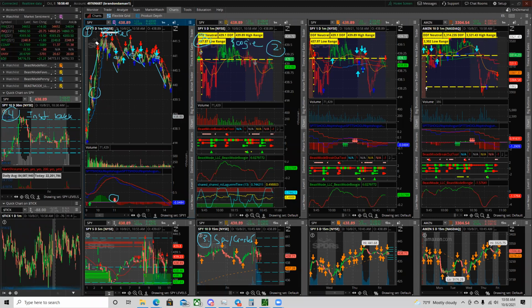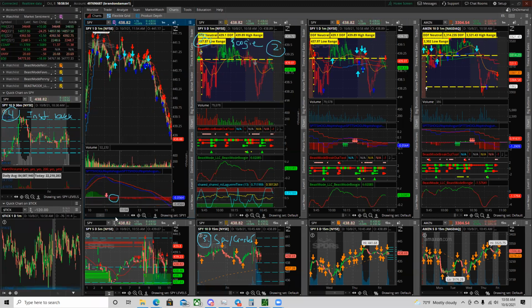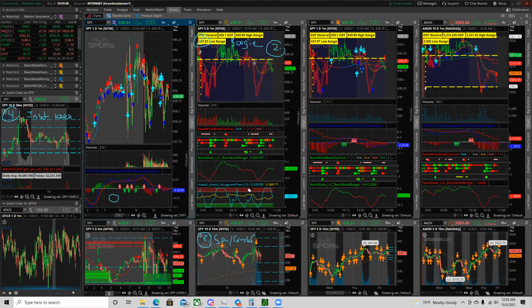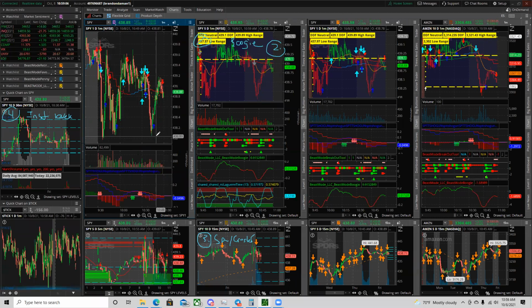Right. So that right there is system number one. That's Beast Mode Butter. We have an 80% probability to win each trade, but we do lose on this system, so you must still use proper risk management. There is no system out here that will give you a 100% win rate. All right, now we're going to go to system number two.